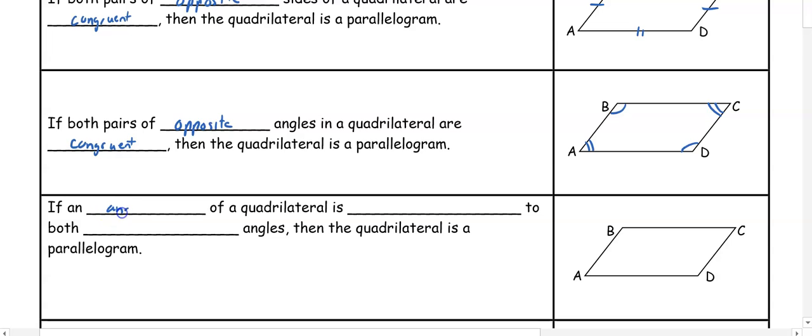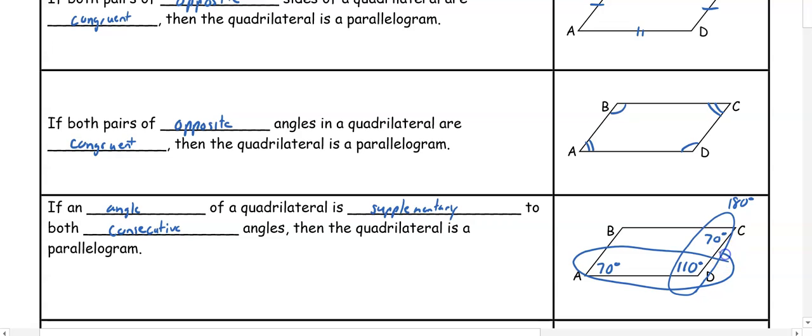Our fifth condition, if an angle of a quadrilateral is supplementary to both consecutive angles, then it's a parallelogram. So remember that supplementary means that they have to equal 180 degrees, and consecutive means they're angles next to each other. So for example, if we know that angle D is 110 degrees, we would need A and C to be 70. So when I add these two together, I get 180 degrees. And when I add these two together, I get 180 degrees. So they are both supplementary to both consecutive angles.